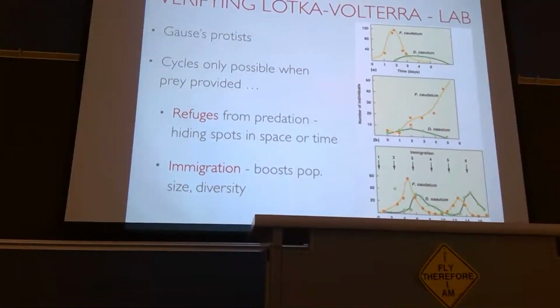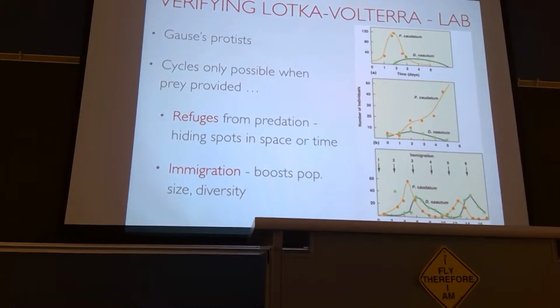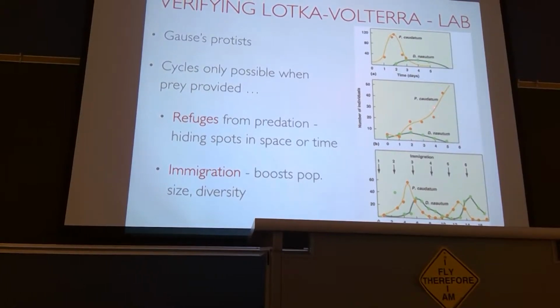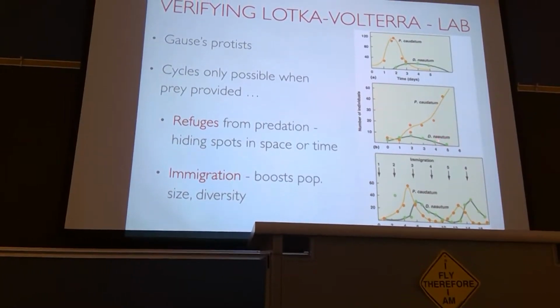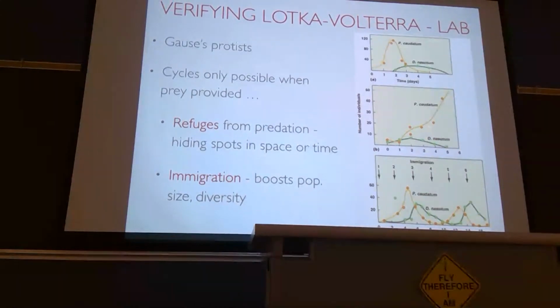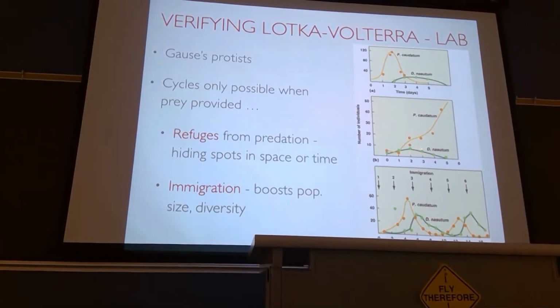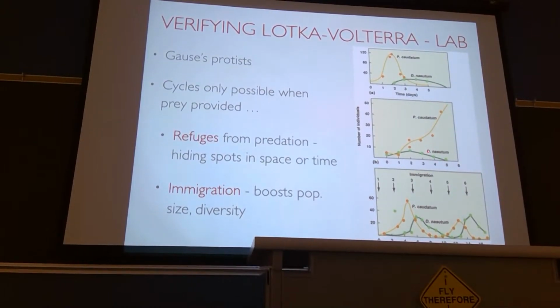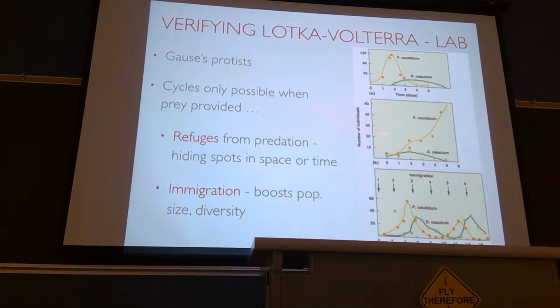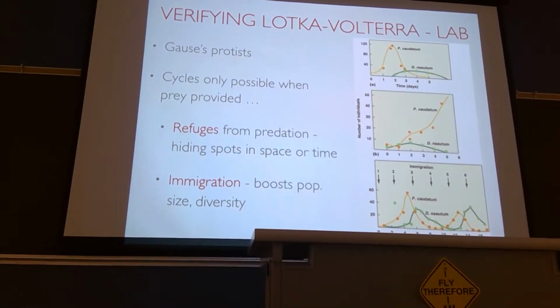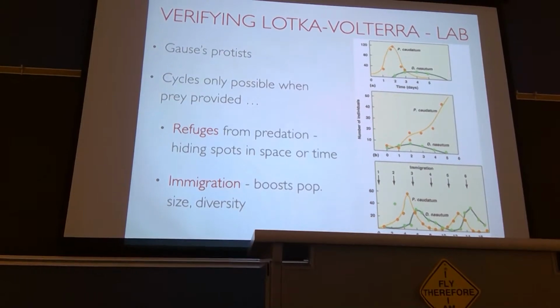If he allowed for there to be some kind of refuge where the prey could hide out from these guys, he could get it started. He could get it to where the prey could exist, but then because the predator couldn't find the prey, they died. Okay, then the prey went exponentially because they didn't have a predator. He didn't get the cycling of one up and down and then up and down again.